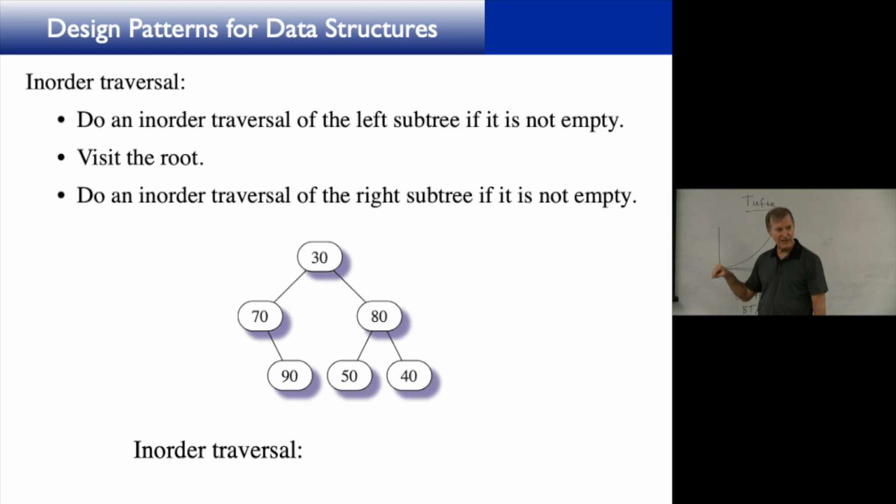The definition of the in-order traversal is you do an in-order traversal of the left subtree if it is not empty, and then what? Visit the root, and then what? Do an in-order traversal of the right if it's not empty. So what's the in-order traversal of this tree?